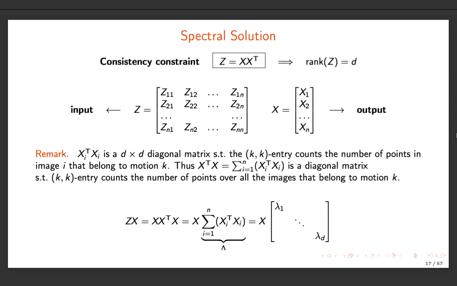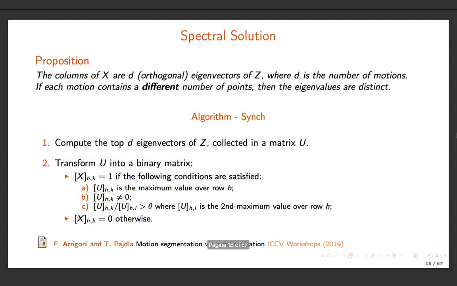Using this observation and the consistency constraint, we get the equation reported in the bottom part of the slide. Z times X is equal to X times a diagonal matrix. In other words, the columns of X are the eigenvectors of Z, where D denotes the number of motions. If each motion contains a different number of points, then the eigenvalues are distinct. Observe that these are the leading eigenvalues and all other eigenvalues are 0, since Z has rank D.